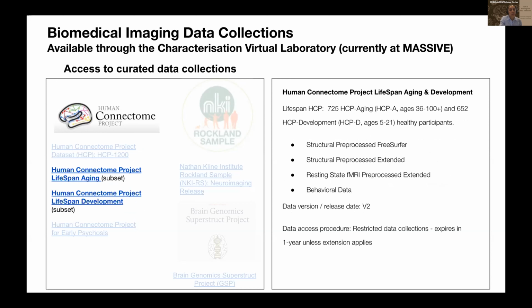We also host a couple of other data collections. They are called the Human Connectome Project Lifespan, Aging and Development data collections. Each of these, aging and development, has about 700 datasets with different age ranges of subjects. Those are all healthy participants. We host a subset of this data: the structural pre-processed data as well as resting state fMRI pre-processed and behavioral data. In general, there are about 12 terabytes of data that are available for you to use.